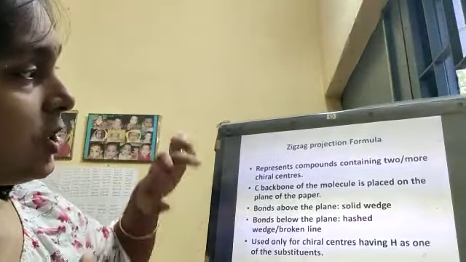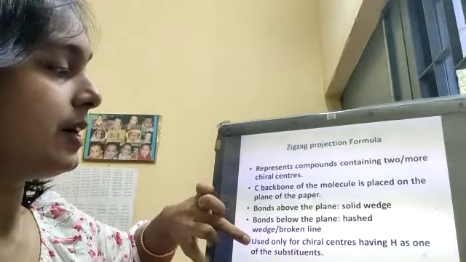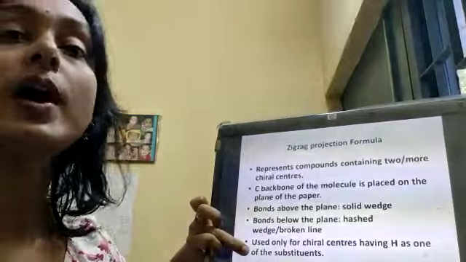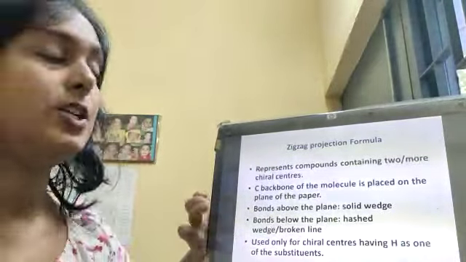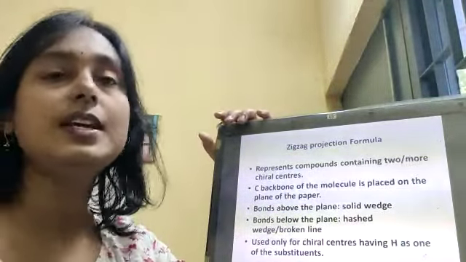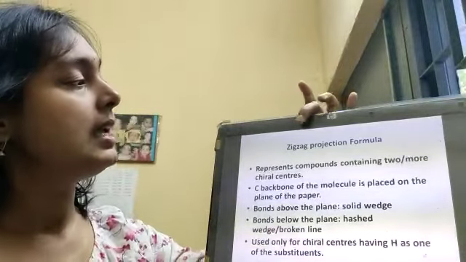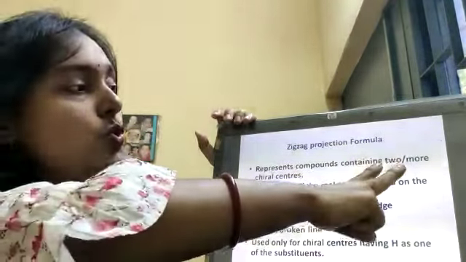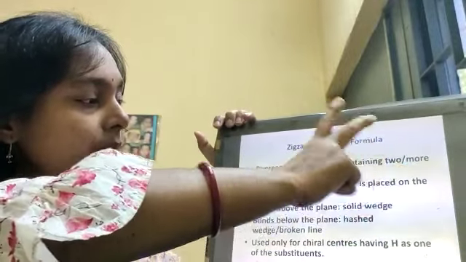This zigzag projection formula is used only for chiral centers having hydrogen as one of the substituents. Mention here that hydrogen is not represented in this zigzag projection formula. So two or more carbons should be there.